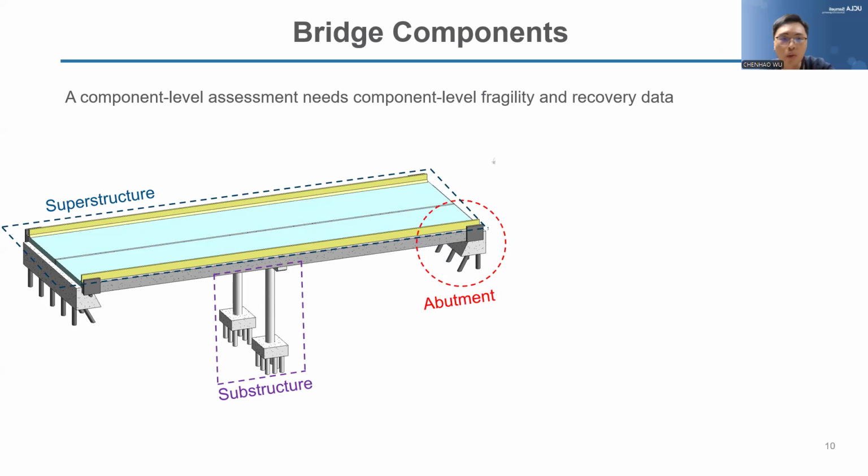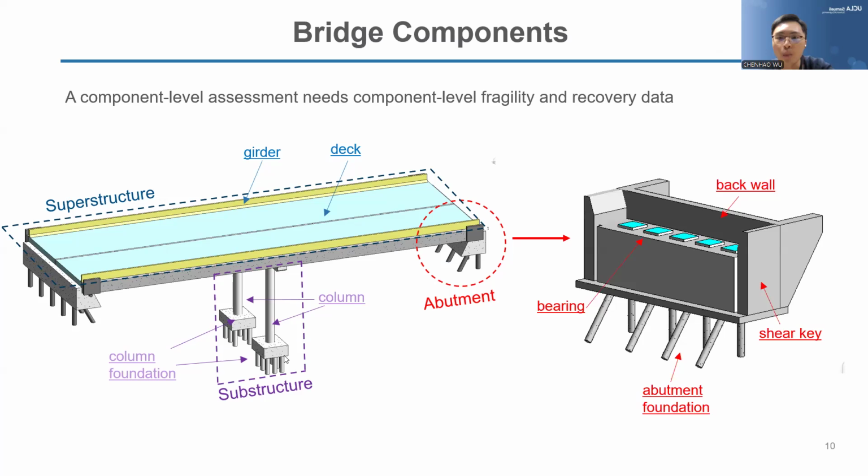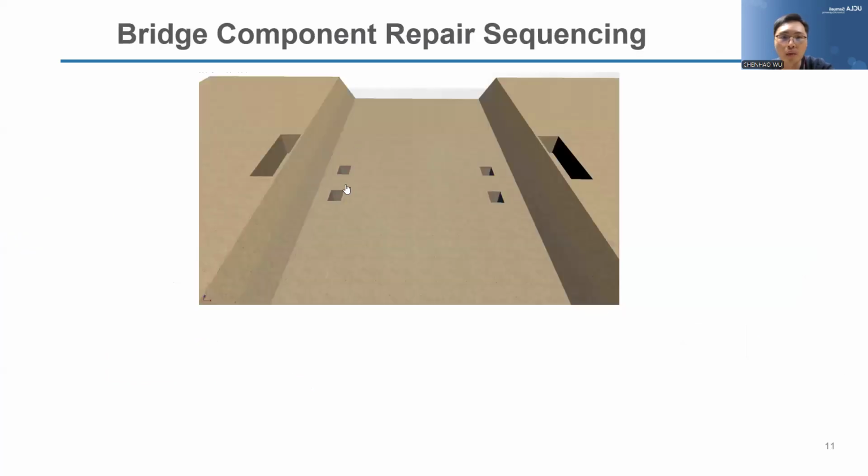So in the superstructure, we look into girder and deck. For the substructure, we have a column and column foundations. And we have even more components in an abutment, including abutment back wall, bearing, shear key, and abutment foundation. So similar to the sequencing of the impeding factors, not all the component repairs will happen at the same time, and we really need to look into how to organize the repair based on the sequencing. So here's a short video showing the sequencing of construction of a bridge.